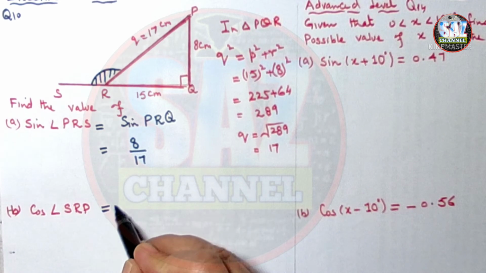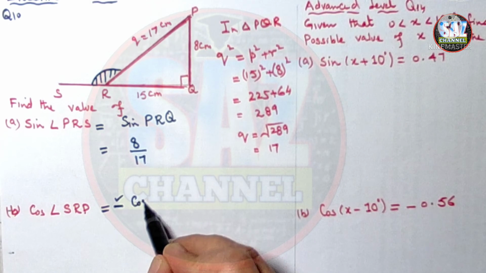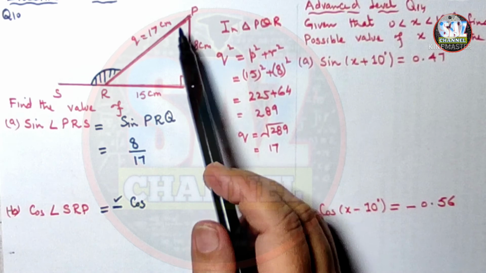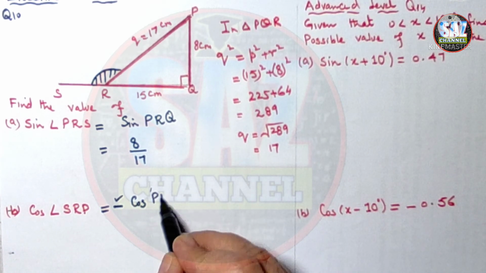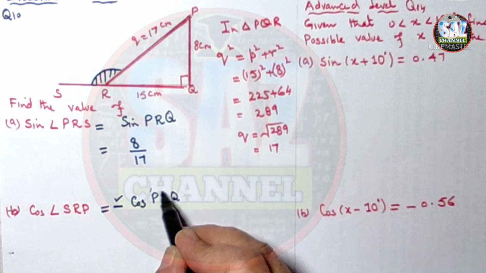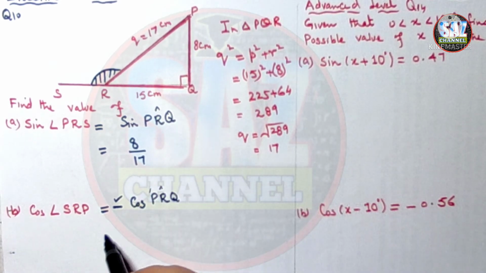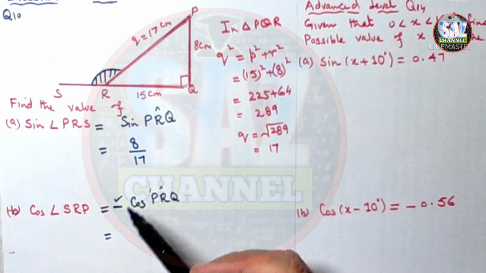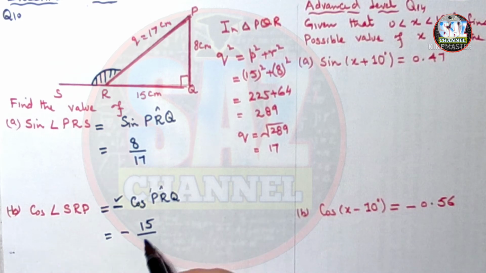Cosine of an obtuse angle will be equal to minus the cosine of the adjacent acute angle, and that is cosine of PRQ. And the concept of cos is that cos requires adjacent upon hypotenuse, so it will be minus 15 by 17.